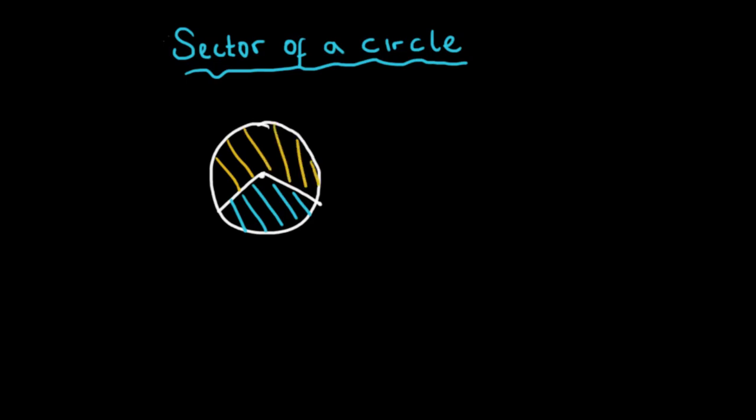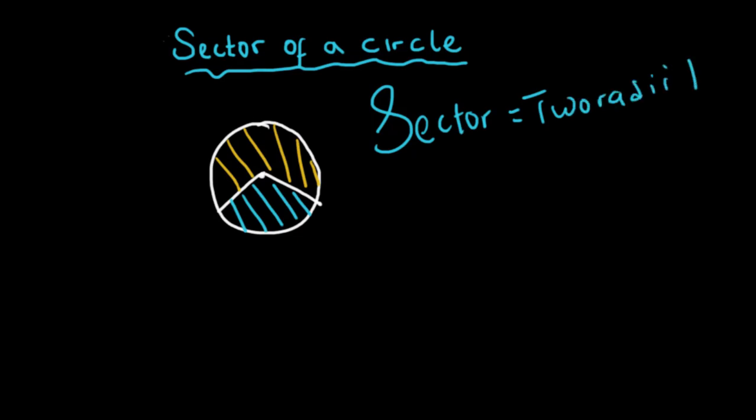Now, remember, in a previous video, I told you that the sector of a circle is 2 radii plus an arc. Now, if you look at this, we've got an arc, and then we've got 2 radii. If you look at this also, we've got an arc, and then we've got 2 radii. So we've got 2 sectors in this circle. Now, this is known as the major sector.